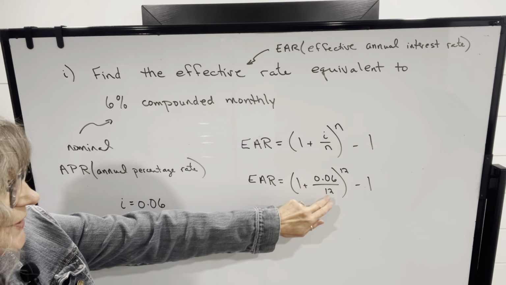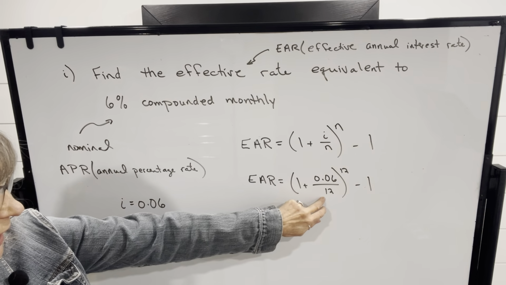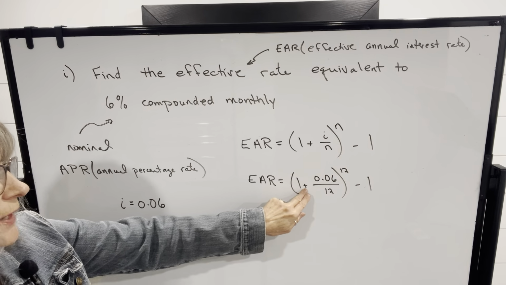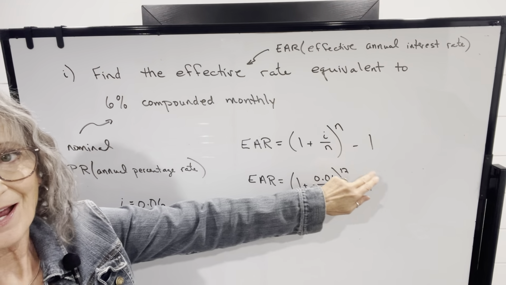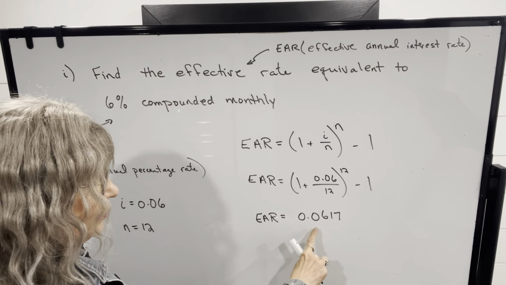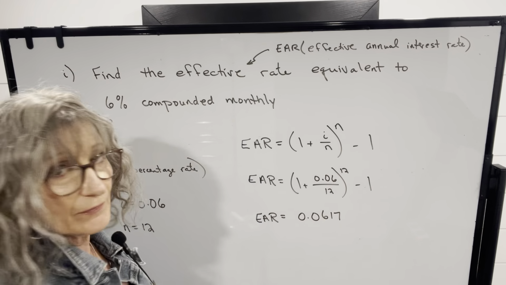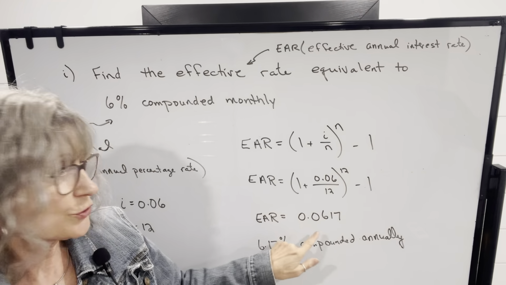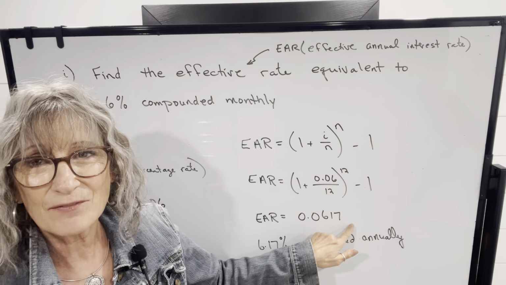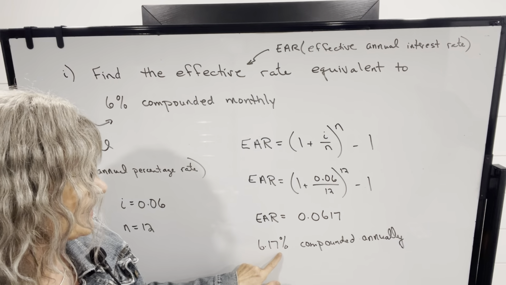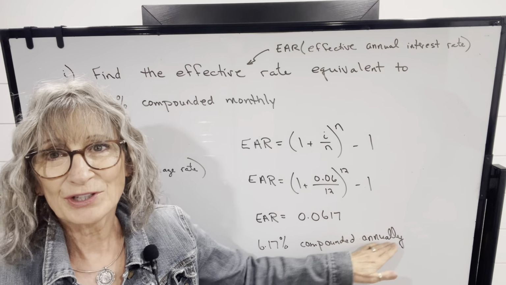So 0.06 divided by 12 will be 0.005. Add it to 1. Then raise it to the power of 12, and then subtract 1. And you will get 0.0617. So the effective interest rate is 0.0617, which is 6.17% compounded annually.